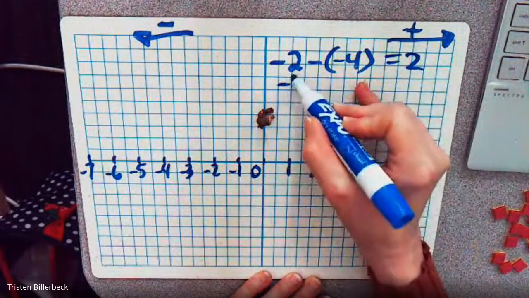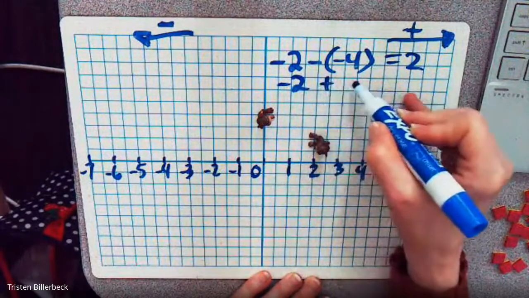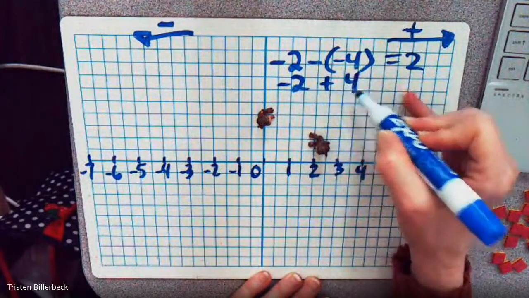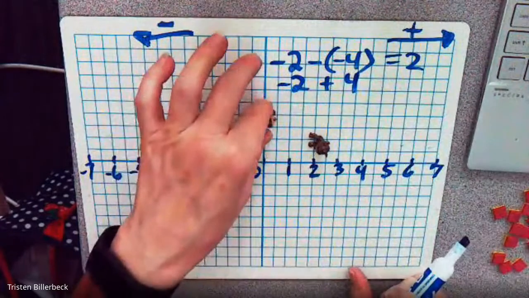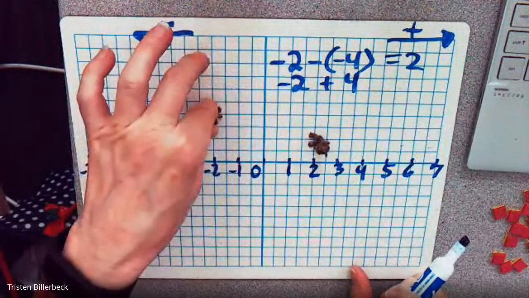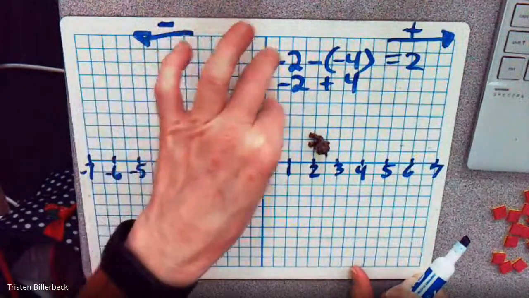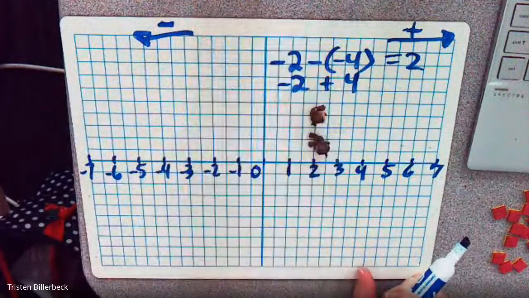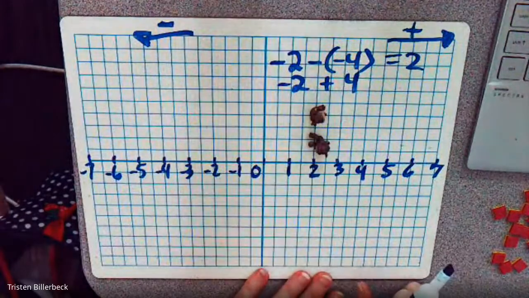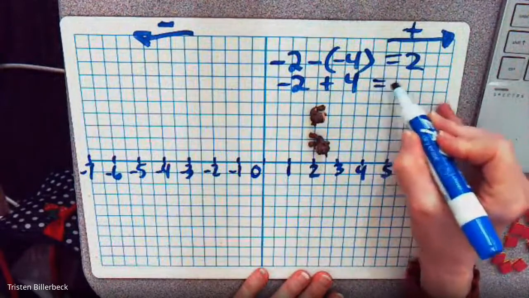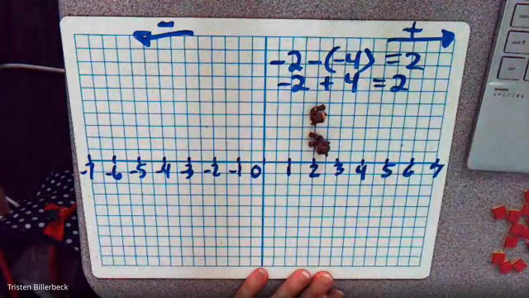This monkey says, I'm going to do this. I'm going to walk -2 plus 4. So it goes to -2, but then adds 4. 1, 2, 3, 4. Again, they're the same place. Okay, but they just got there differently.